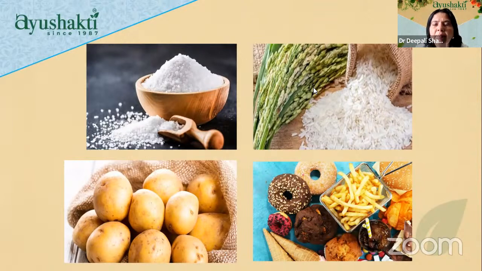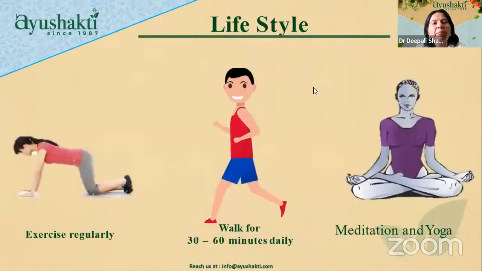Avoid sugar, plain rice, potato, and see, this is the picture of all junk food, donuts, ice creams, French fries, that all should be avoided, which nowadays people are using a lot. This is the lifestyle that people should adopt. Exercise regularly. It is very important. You do either yoga, some aerobics, anaerobics, cycling, or walk for 30 to 60 minutes. Meditation and yoga are very helpful, because when you do meditation and yoga, it calms down your mind as well.